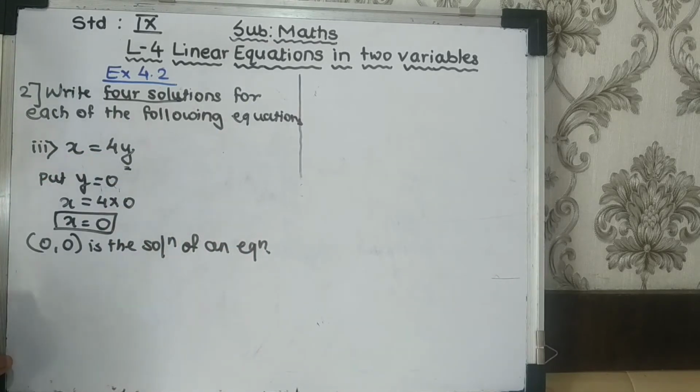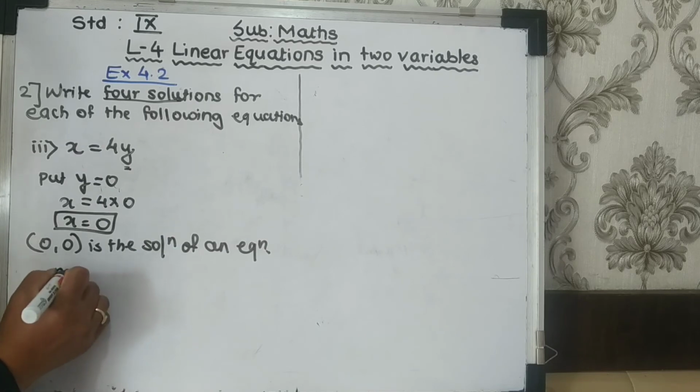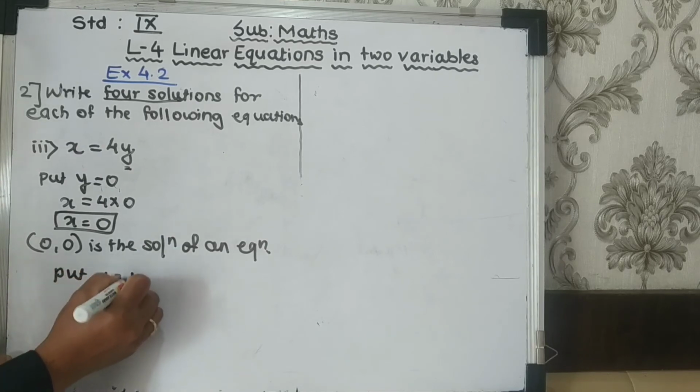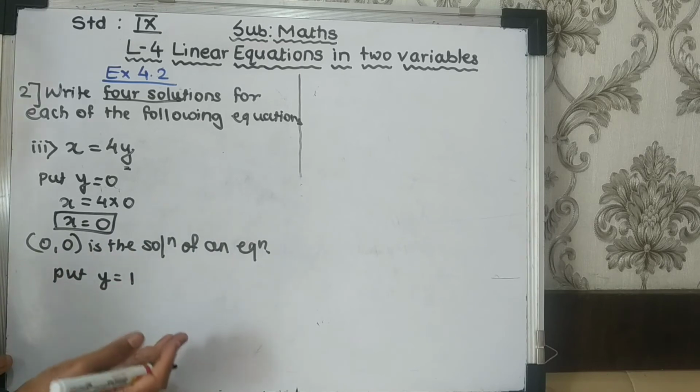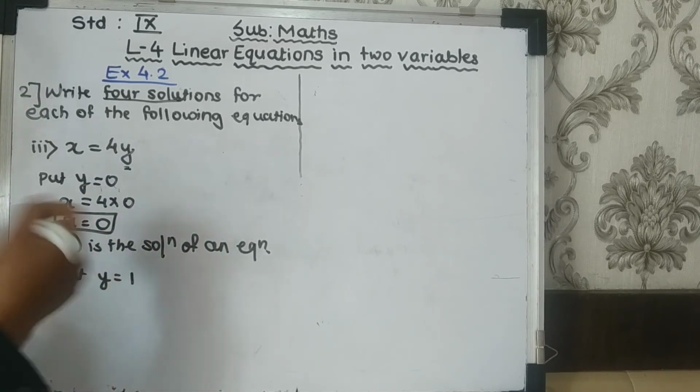Now we took y equal to 0. Now let us take y is equal to 1. Put y is equal to 1. After taking 1, you can take minus 1, right? Or you can take 1 by 4. Likewise, you can take.